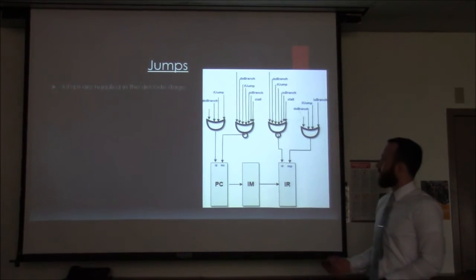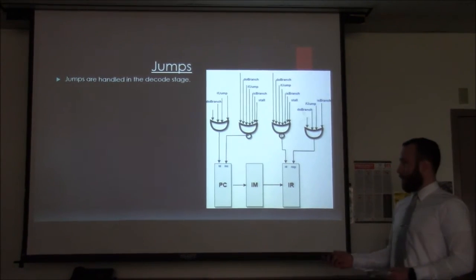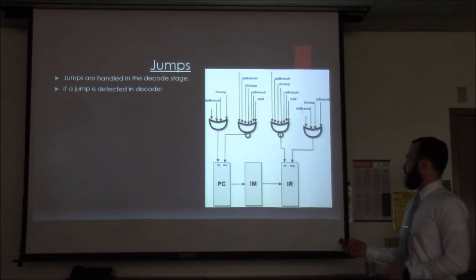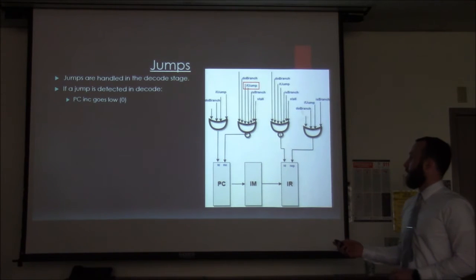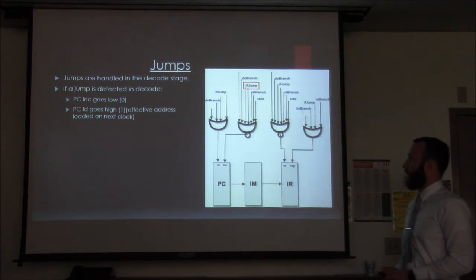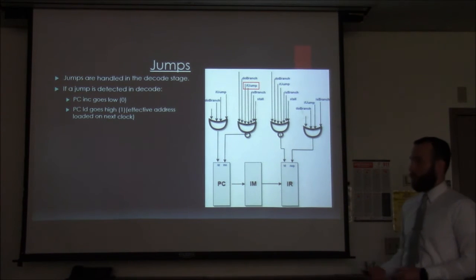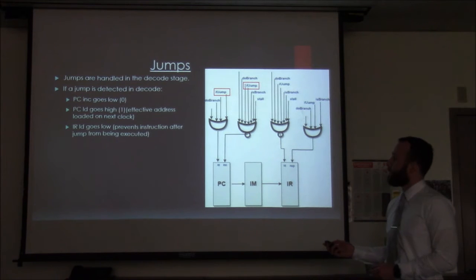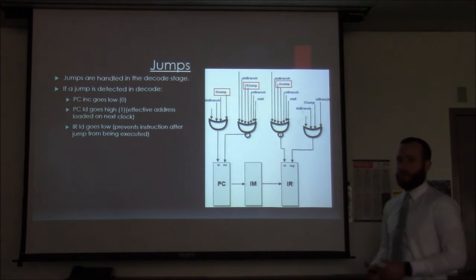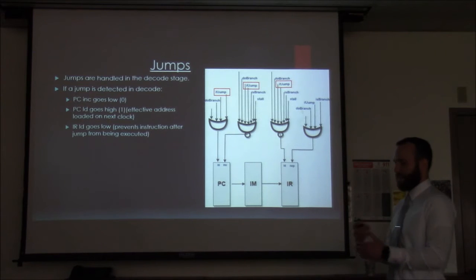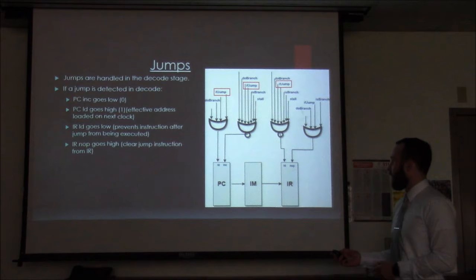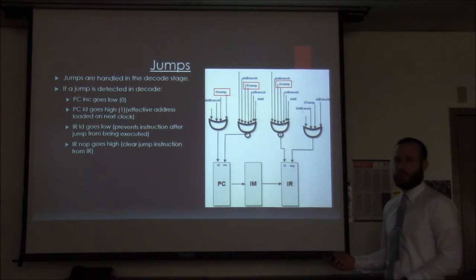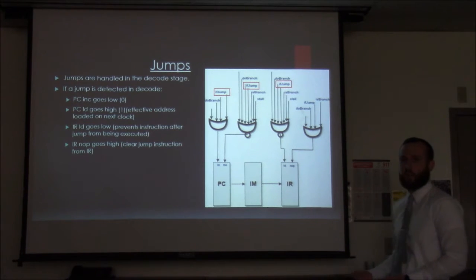So for jumps, we handle those in decode as well. If a jump is seen in decode, we don't increment the PC. The PC load goes high because the effective address is going to be loaded into the program counter on the next clock. And IR load goes low because we don't want the instruction that is next in instruction memory to be executed. And then we also clear the instruction register so that the jump isn't executed again the next clock.